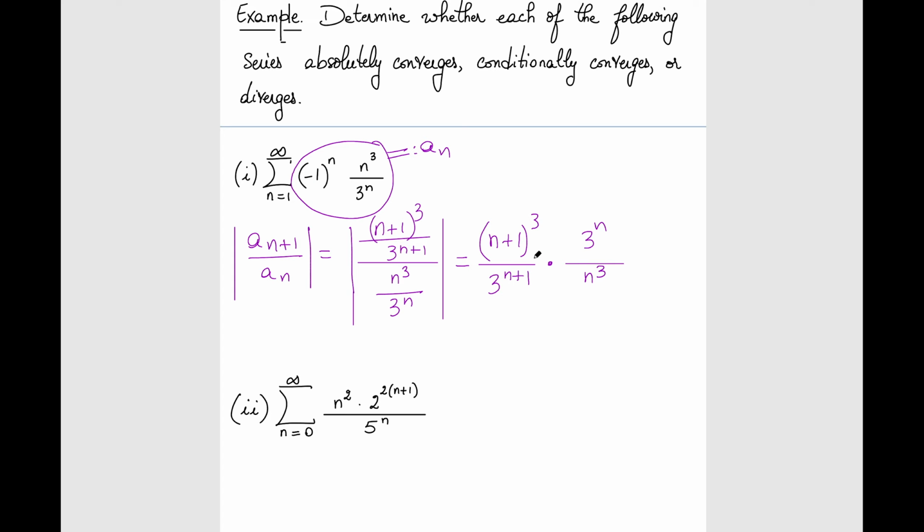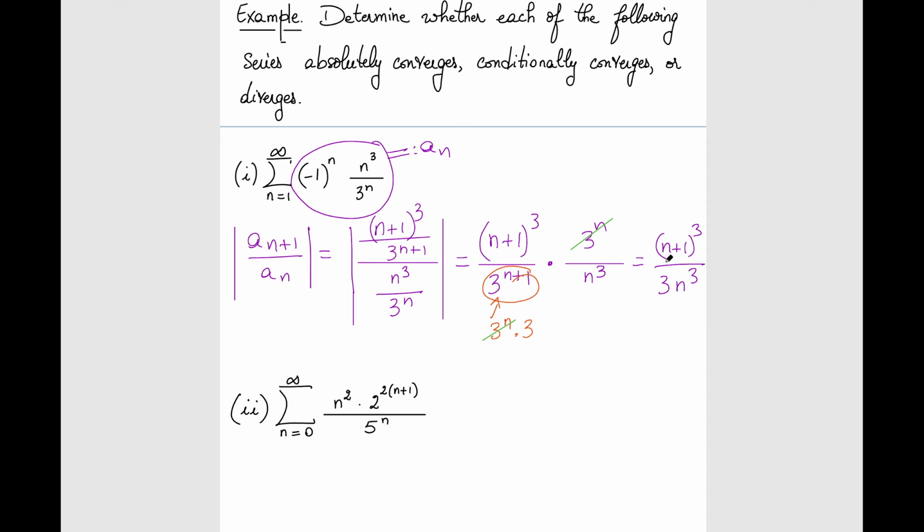And now if you simplify, what does 3 to the power n plus 1 mean? It only means 3 to the power n times 3. And then if you simplify by 3 to the power n, this is gone. So downstairs is simply 3. This becomes (n plus 1) cubed divided by 3n cubed.